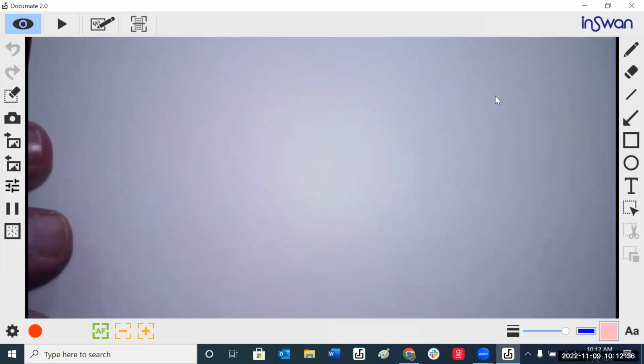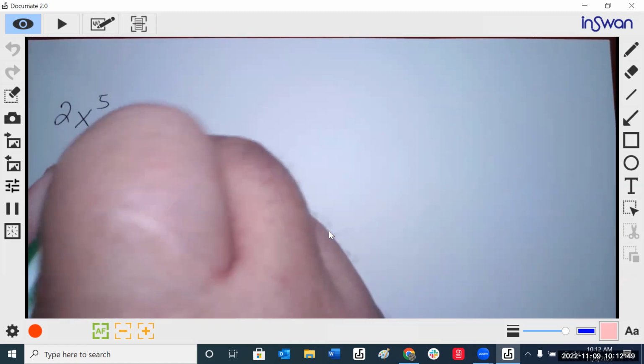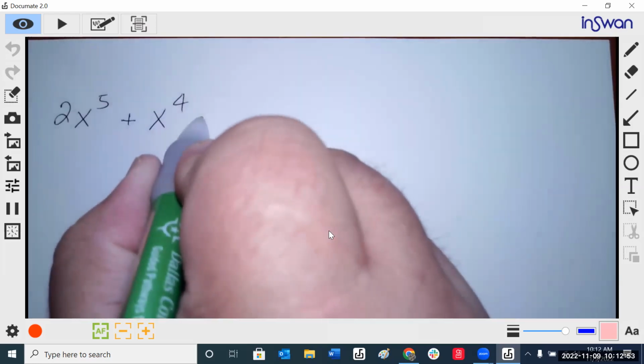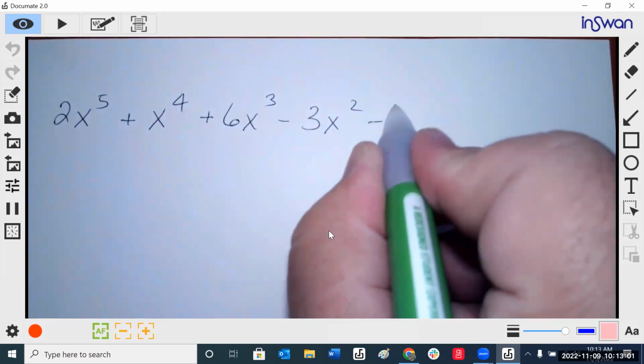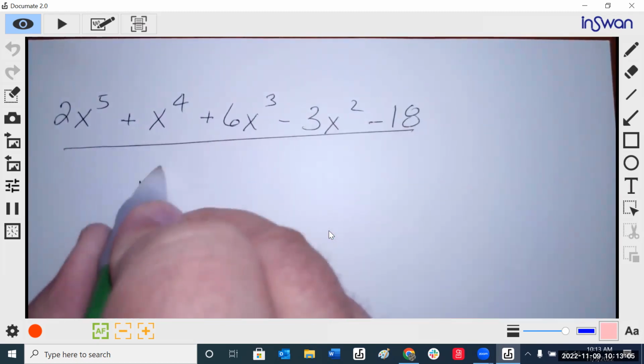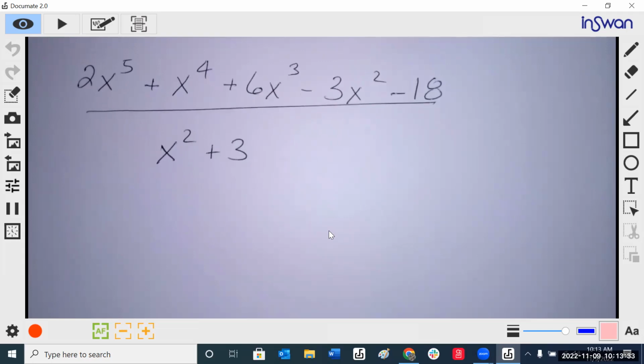One more. Two x to the 5th plus x to the 4th plus 6x cubed minus 3x squared minus 18 over x squared plus 3.